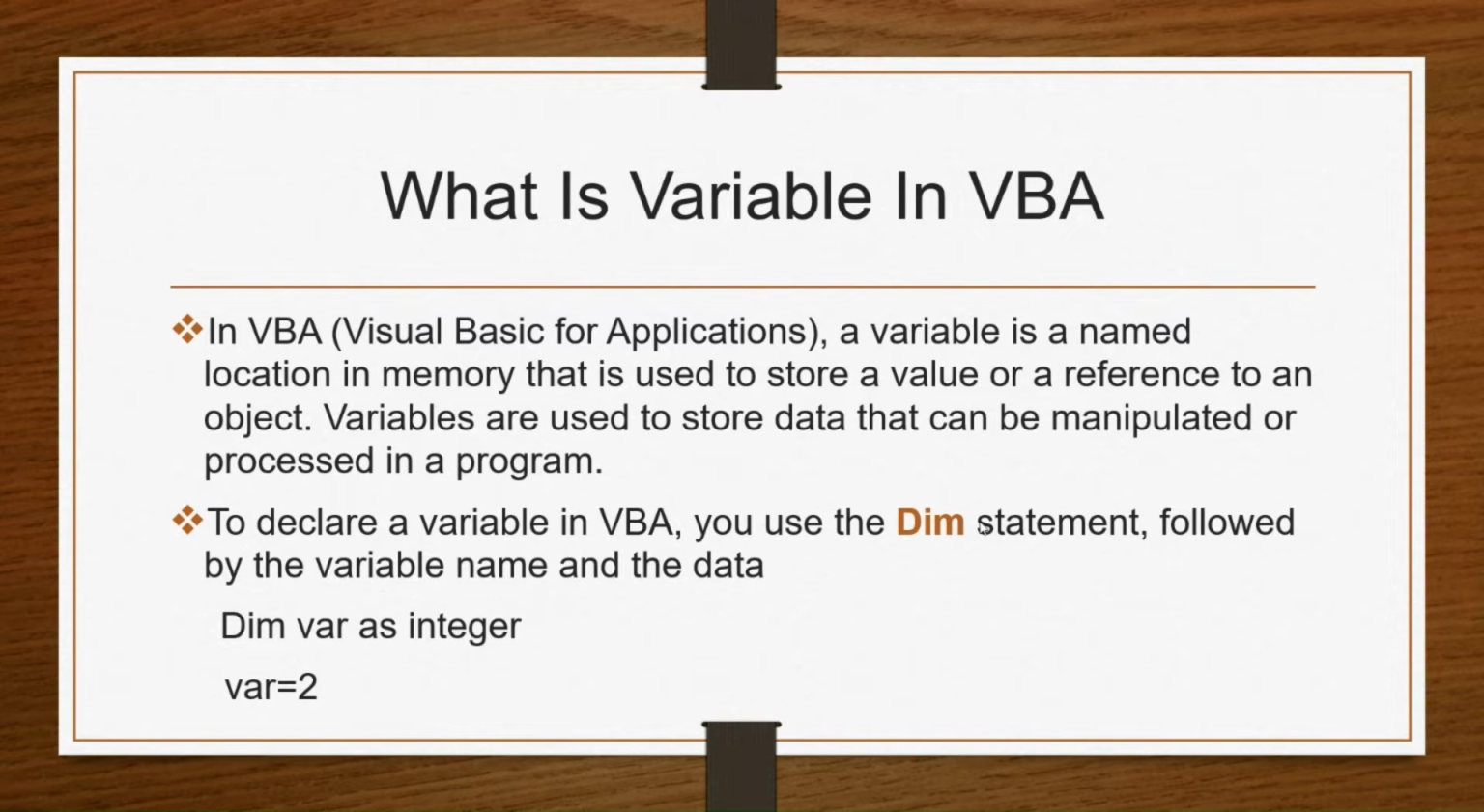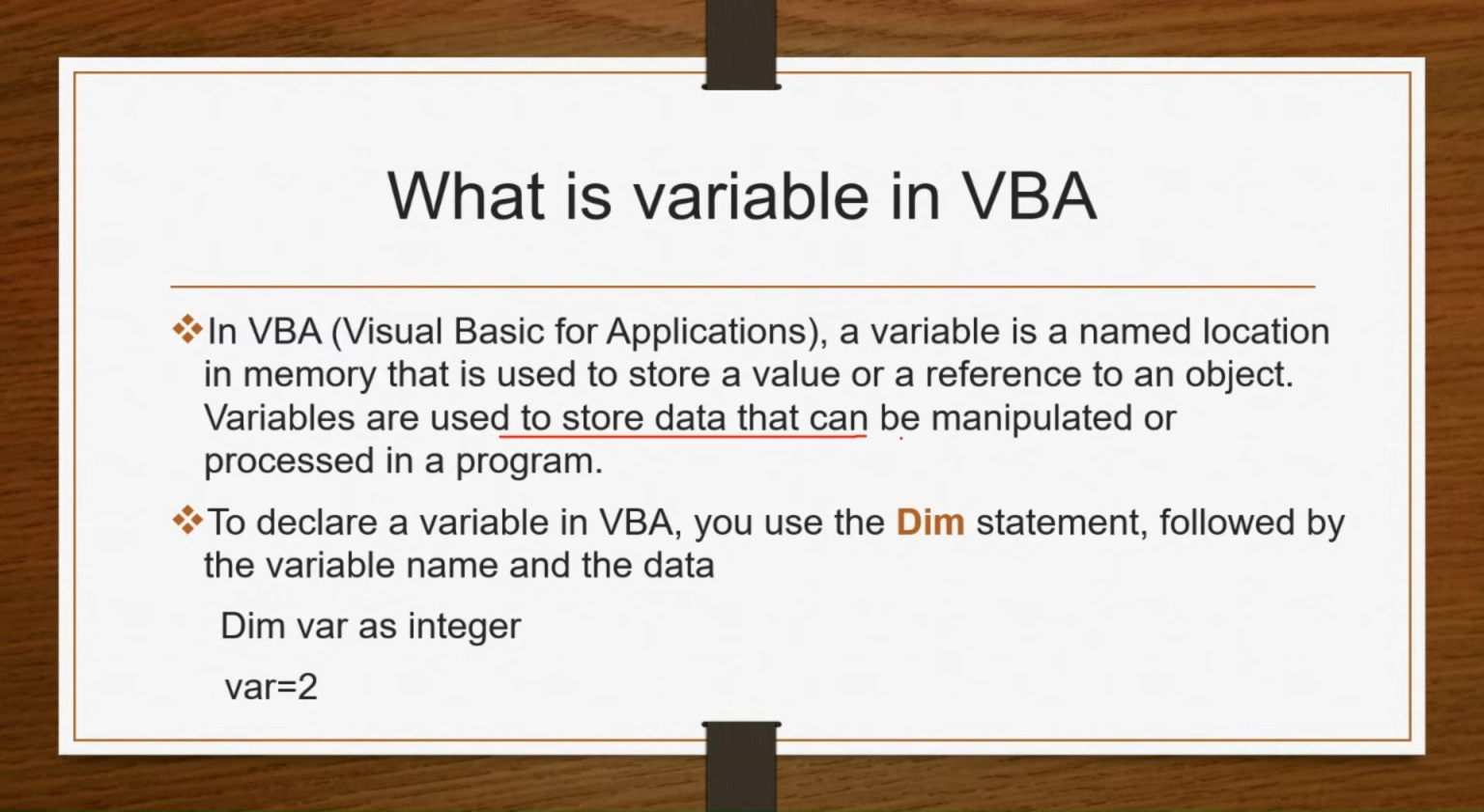As the name suggests, anything which keeps changing is a variable, right? Variables are used to store data that can be manipulated, processed in a program. Why is it saying manipulated? That means it can be changed. Unlike a constant, which cannot be changed, it is fixed, right? Although I will talk about constants in a different video, today we'll focus on this thing only.